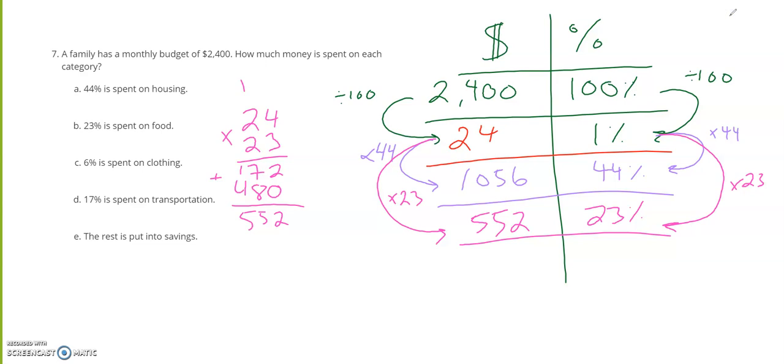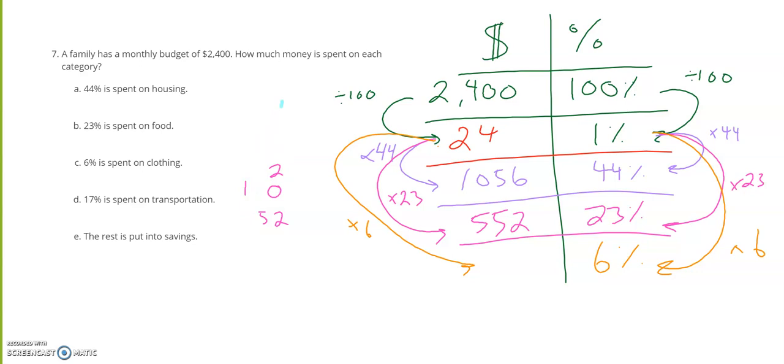Now we are looking for 6%. We got to start up at the 1%. Times 6 is 6%. Times 6 is 24 times 6. We use 6 times 4 is 24. 6 times 2 is 12. Plus 2 is 14. We get $144.